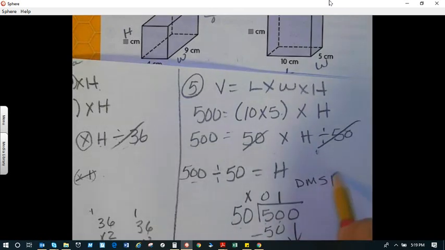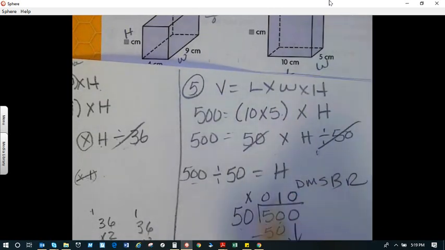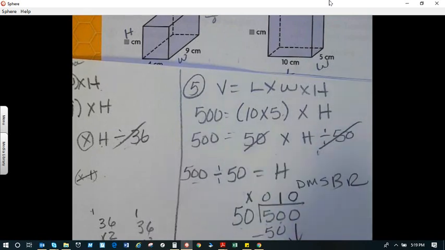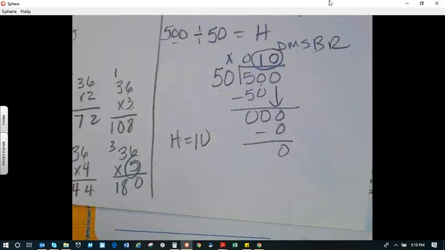Next, I'm going to bring down, and then I'm going to repeat. 50 cannot go into 0, so I'll put 0 up here. 50, again, multiply, subtract, and there's nothing left. And so H equals 10. I'm so sorry about that. That's the way that would have looked.